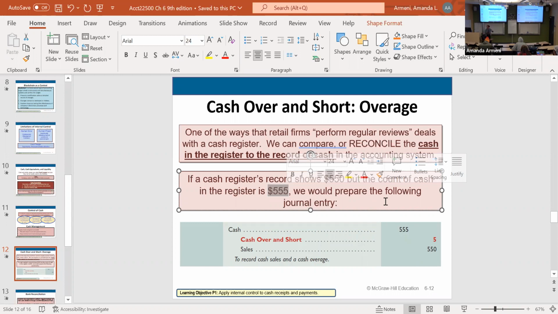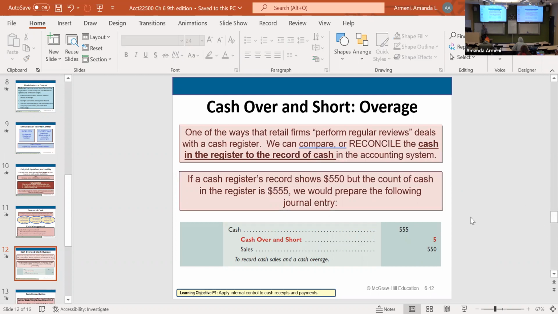I'm just presenting this to you as an example. Again, this is an internal control. At the end of the shift, what did they do? They took the register, they took the cash that was on hand, and they compared it and figured out that there was a $5 difference. This is an example of internal control.